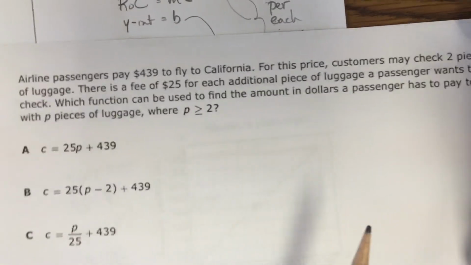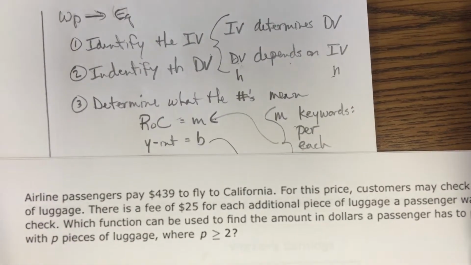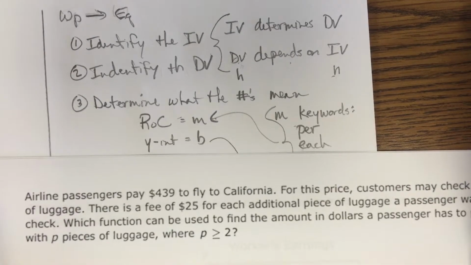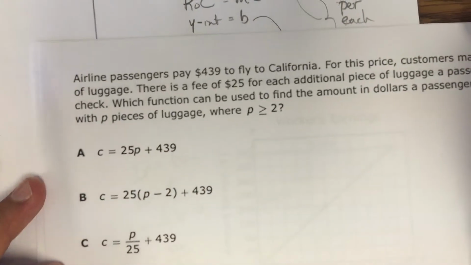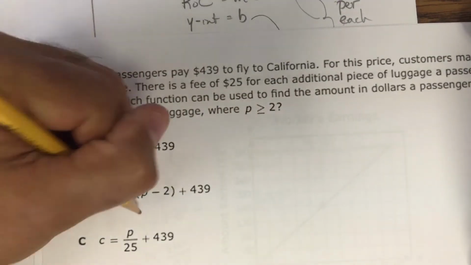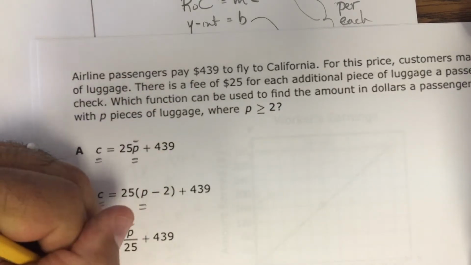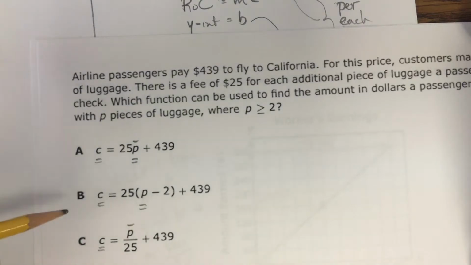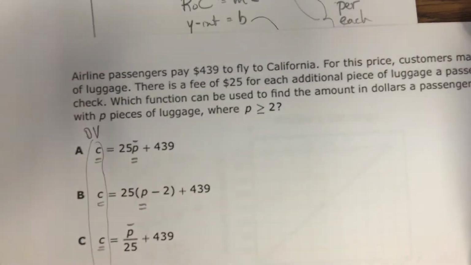Let's look at this for a second. The first thing I told us to do is identify the independent variable and the dependent variable. Let's look at our answer choices. There's a P and a C, a P and a C in every one. So what's the output? What is the dependent variable? Is it C?